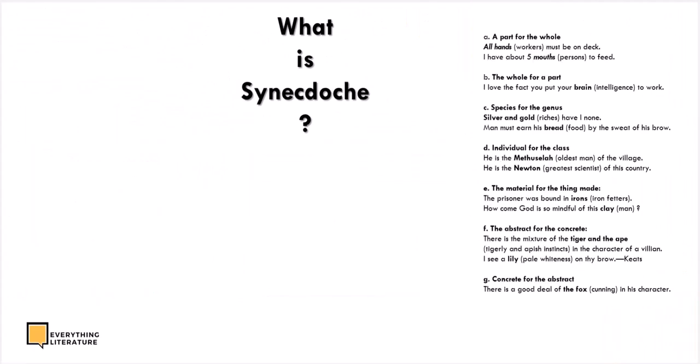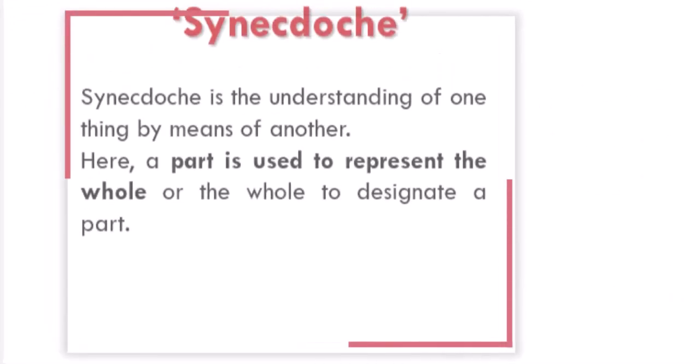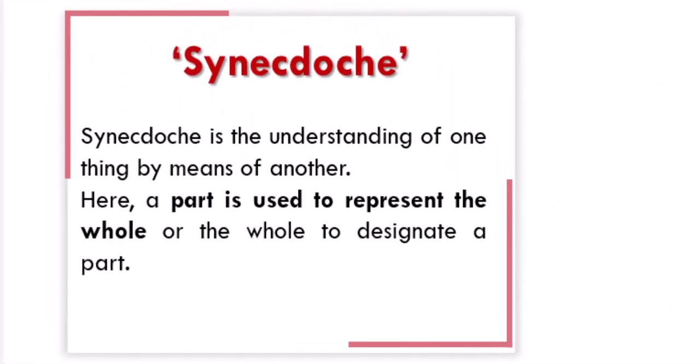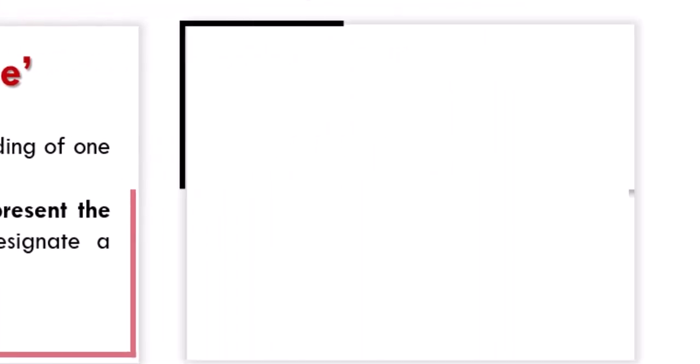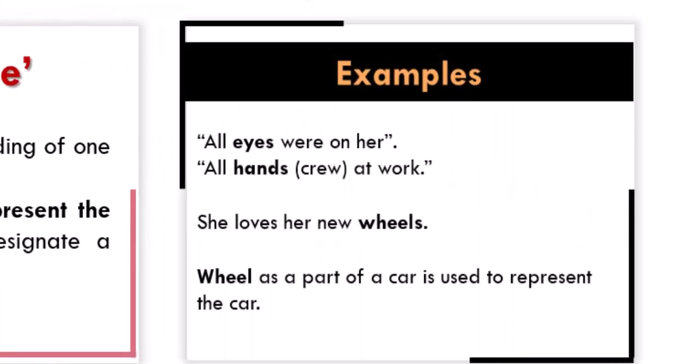What is Synecdoche? Synecdoche is the understanding of one thing by means of another. Here, a part is used to represent the whole, or the whole is used to designate the part.